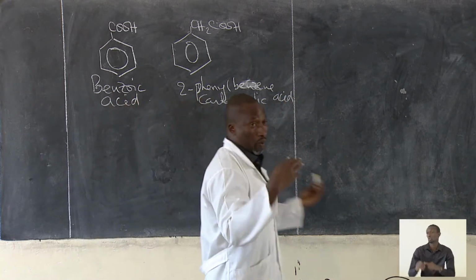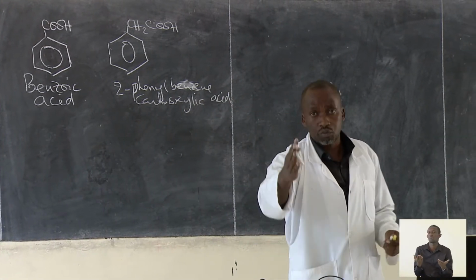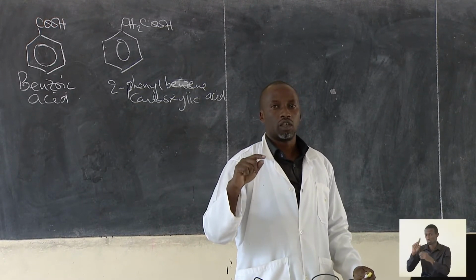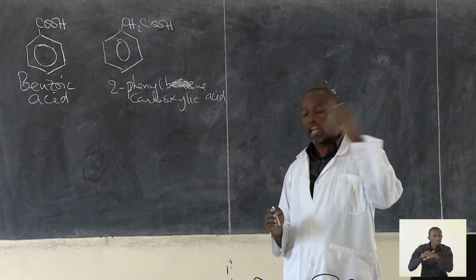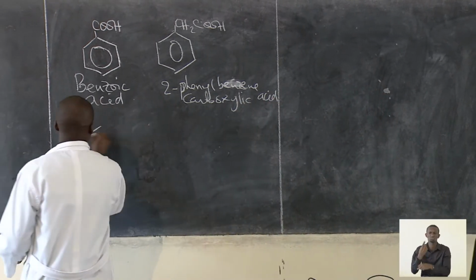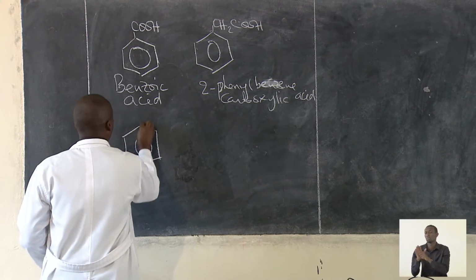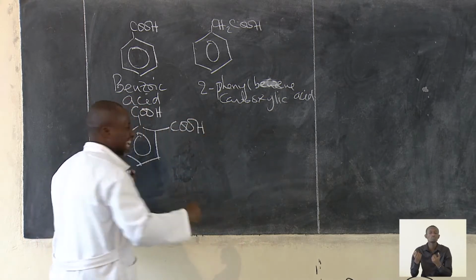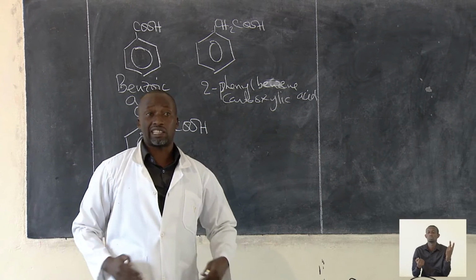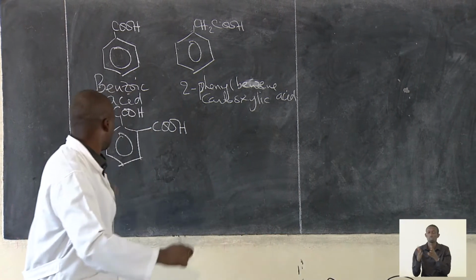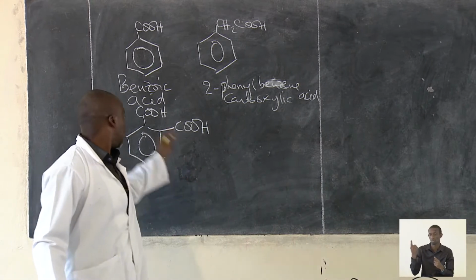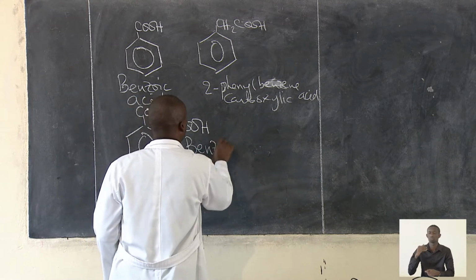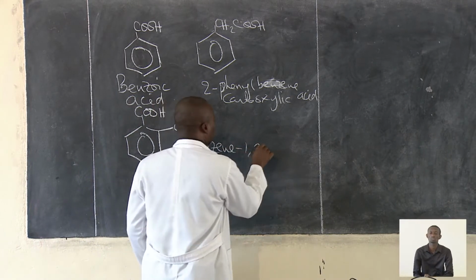We may also have more than one carboxylic group attached on the benzene ring. It can be attached on the benzene directly, or it can be even more than one. Or you may have this, whereby you have one carboxylic group and then you have another one. These are two carboxylic groups that are attached on the benzene ring directly. So this is benzene 1,2 dicarboxylic acid.